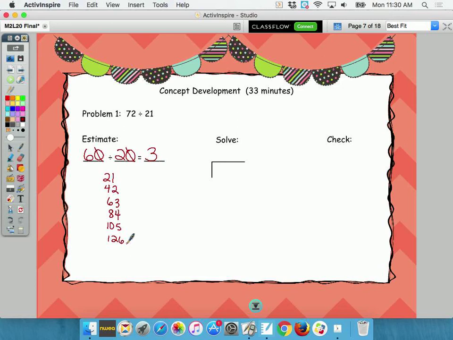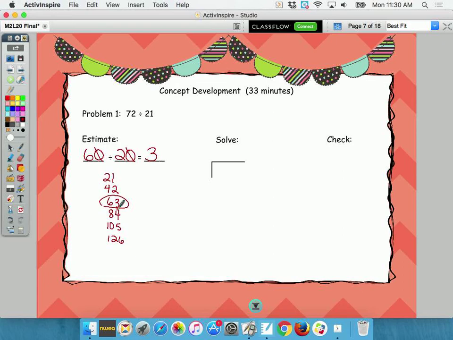Okay, so go ahead and stop. Did I skip count correctly? Because I haven't been practicing this with you. No, I added to you. Okay, all right. So if I look at the closest number to 72 without going over, what is it? 63. So go ahead and circle it.